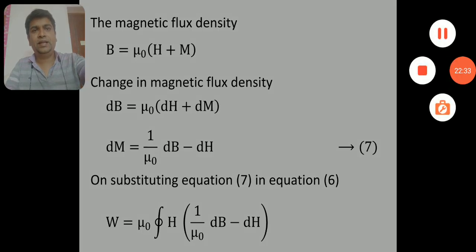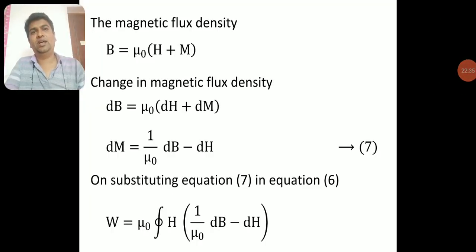We'll further substitute and see what will happen. I have the magnetic flux density equation, B equals mu naught into H plus M. For a change in magnetic flux density, I can differentiate that: dB equals mu naught into dH plus dM. So dM equals 1 over mu naught dB. I have rearranged this because I want an equation for dM. So dM is equal to 1 over mu naught dB minus dH.